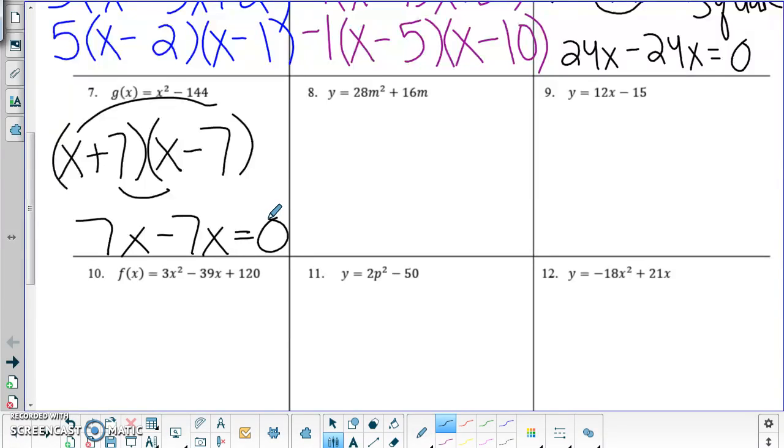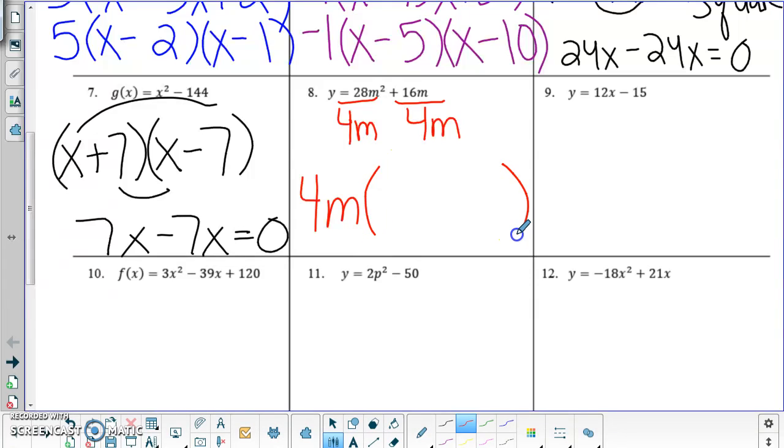Okay, number 8. The first thing we want to do is see if there's a GCF. There is. 28 and 16 are both divisible by 4. They both have an m in common, so the GCF is 4m. So the 4m comes outside of the parentheses. So 28m squared divided by 4m leaves you with 7m, plus, and 16m divided by 4m is just plain old 4. I'm done. I can't factor anymore.